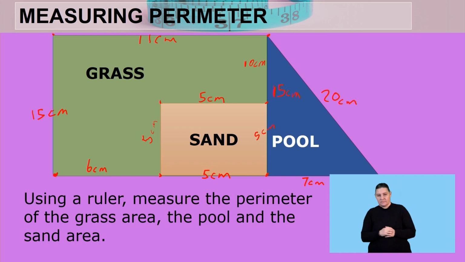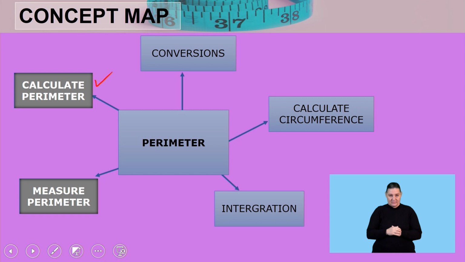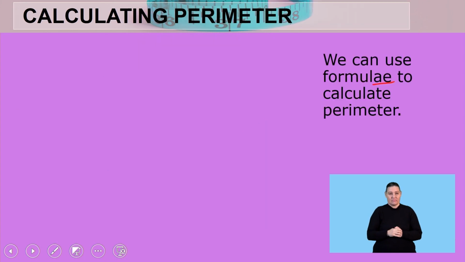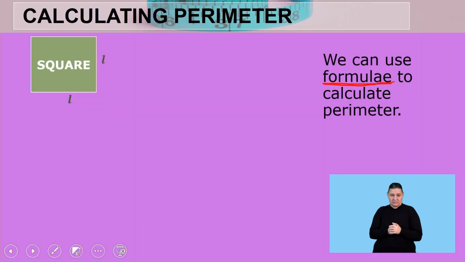All right, nice work. So the next topic we move on to is calculating perimeter. Let's get into that one. So we can use a formula to calculate perimeter. And again, in these situations, we don't use a ruler. I remind you, only use a ruler when asked to. So a square is made up of two lengths that are the same. Because remember, that one would also be a length, and that would also be a length.